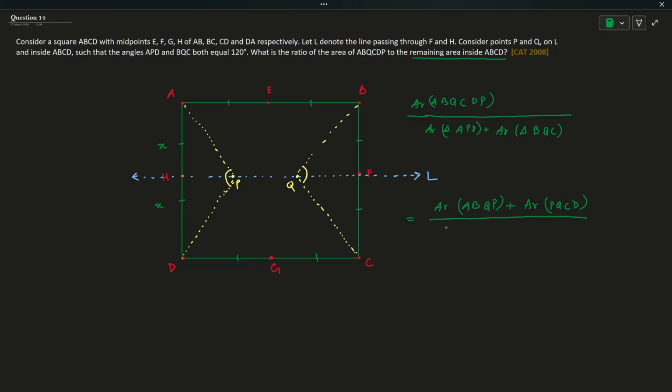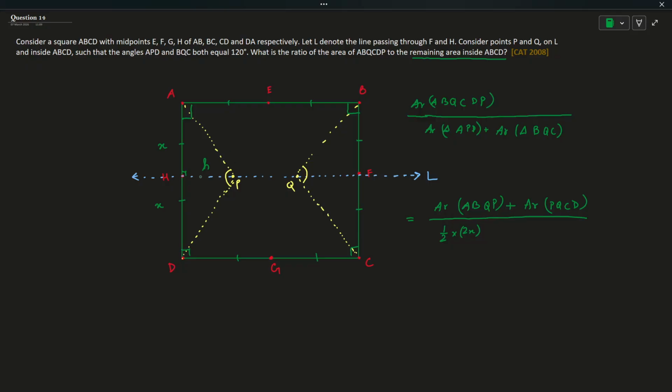The area of triangle APD can be written as half into base. The base is AD, which is 2x, and this is the height. Why is this the height? This is a right angle, 90 degrees. Definitely this is 90 degrees, because in a square each angle is 90 degrees, and then I am joining the midpoints of the sides.